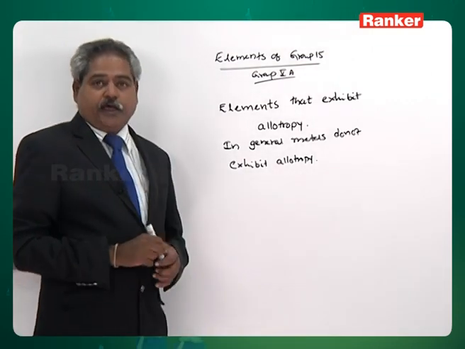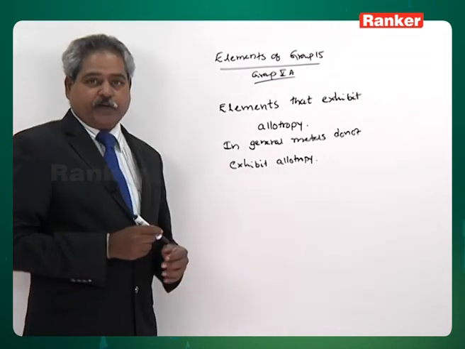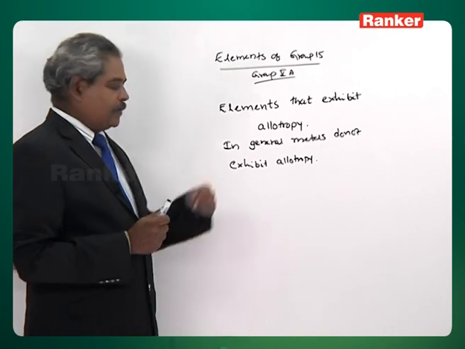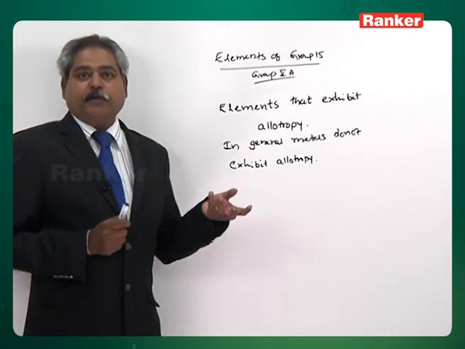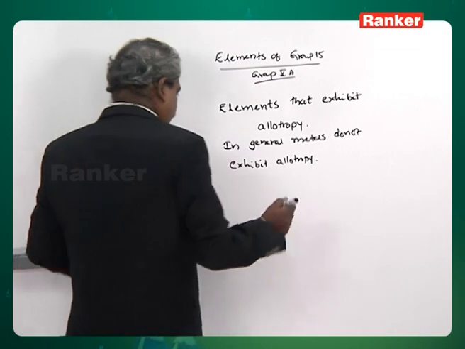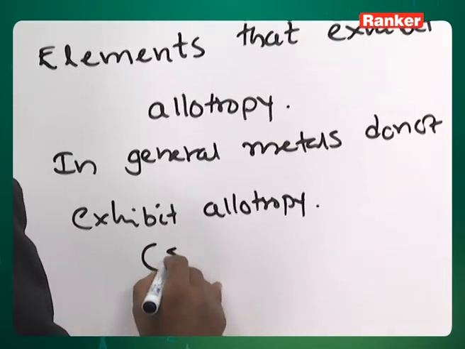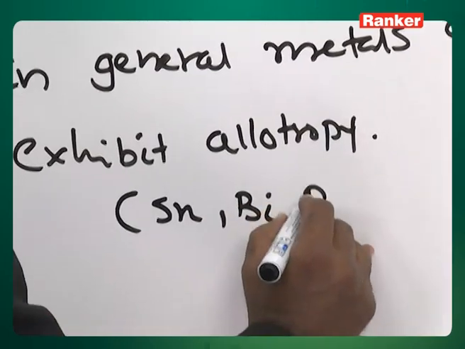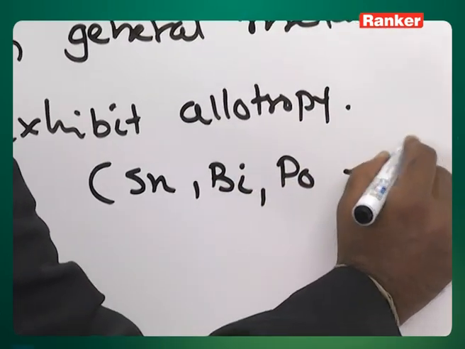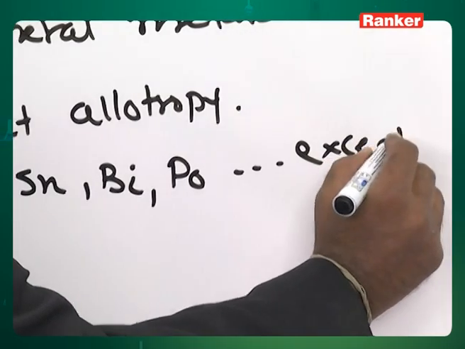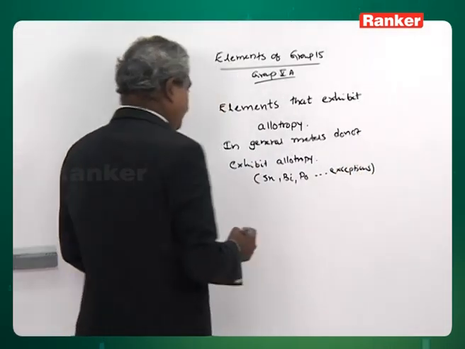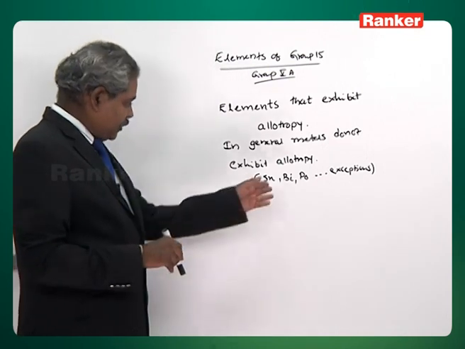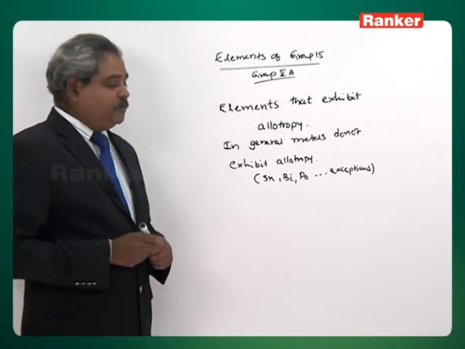This way, we have avoided a big headache because a large majority of the elements are metals and they don't exhibit allotropy. Only a handful of elements exhibit allotropy. And of course, stannum, bismuth and polonium are exceptions to this. They are exceptions. Means though they are metals, they exhibit allotropy. Metals that exhibit allotropy, only a handful of them.